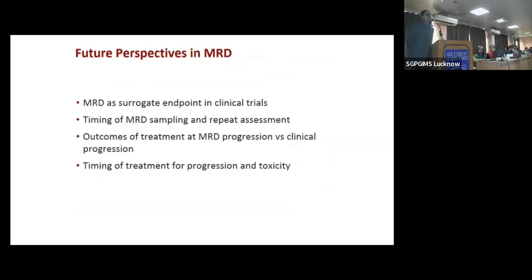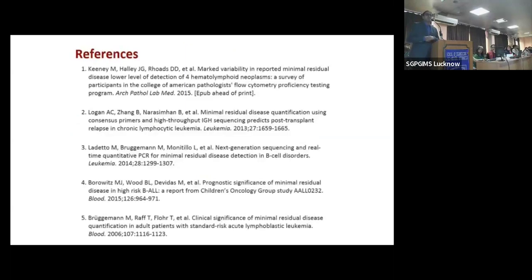In the majority of hematological neoplasms, MRD is coming in a big way, and that should be an endpoint of our treatment efficacy also. Whether the patient is really achieving an MRD negative state, and whether you should escalate or de-escalate the treatment protocols based on MRD. As for the timing of MRD sampling and repeat assessment, there is not so much clarity at which exact time point you should be doing it, apart from the leukemias, in other diseases like CLL and myeloma. Outcomes of treatment at MRD progression versus clinical progression, and timing of treatment for progression and toxicity. These are my references. Thanks.